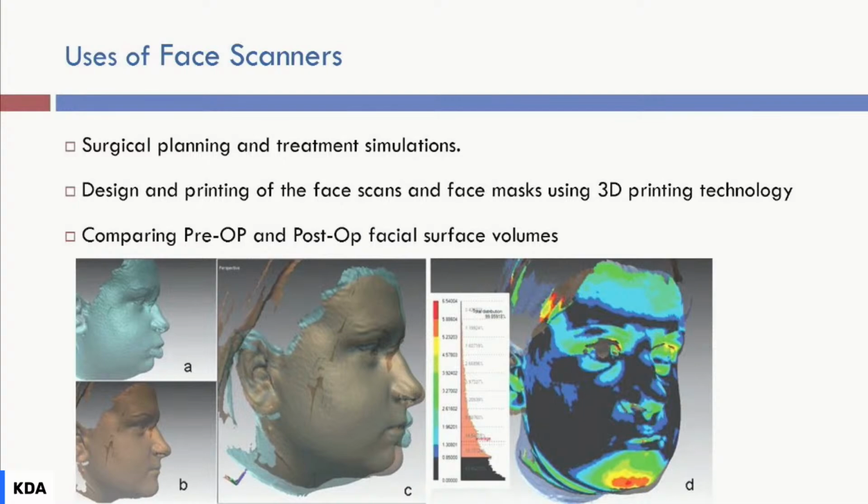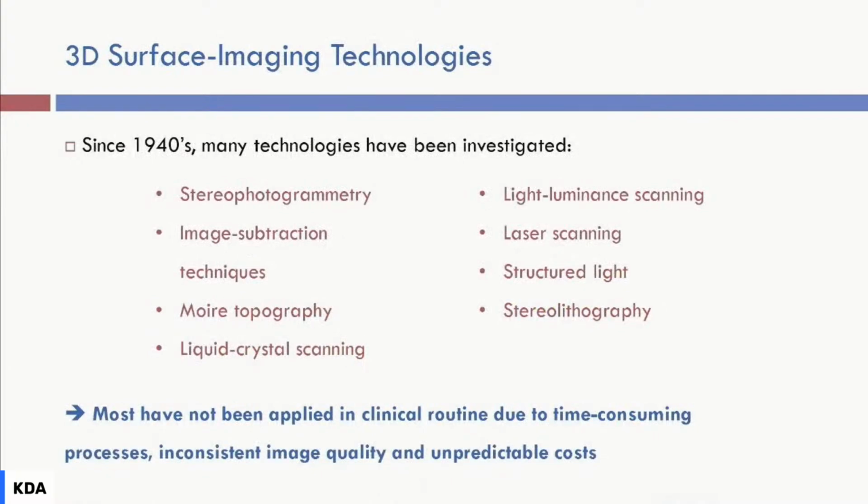So the way we're going to use facial scanners in our field is to simulate the treatment, to predict the treatment and simulate the outcome of the treatment, and then we can use the scanner to take pre-operative photos, we can take post-operative photos, and combine them together in order to measure the differences. So here, for example, we call it heat map. This is a superimposition of a pre-operative 3D image on top of a post-operative 3D image, and based on that, you can come up with lots of studies evaluating the differences.